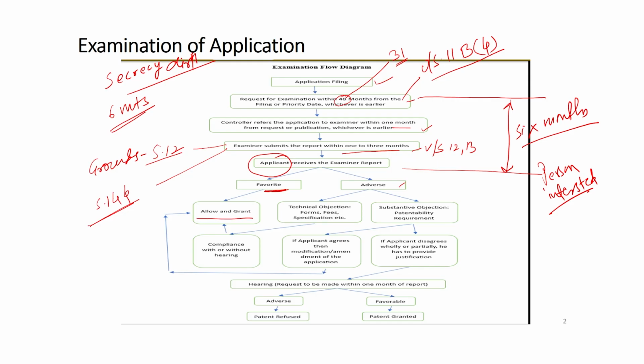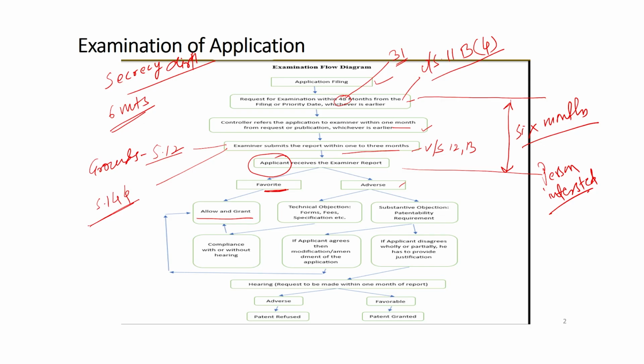So, I am the patent applicant, I requested the controller to examine my application within 31 months from filing date. The controller refers my request to the examiner, the examiner gives his report, a copy of the report is given to me and that report is favorable. I fulfill the requirement of patentability, in that case patent shall be allowed, patent shall be granted. The problem is when there are adverse comments in the report of the examiner.